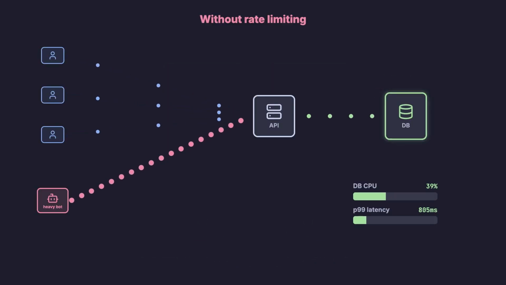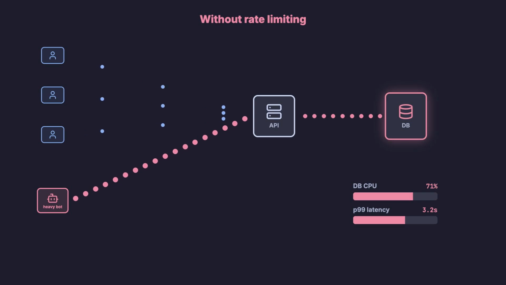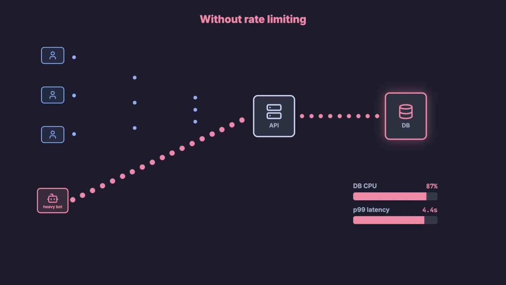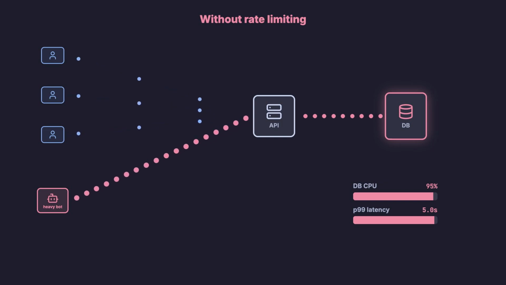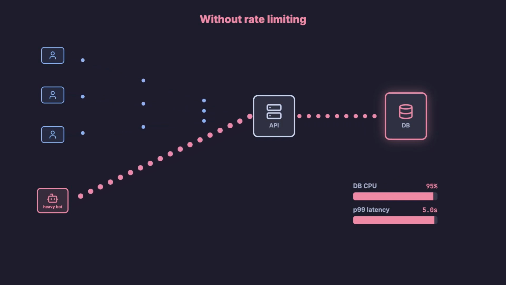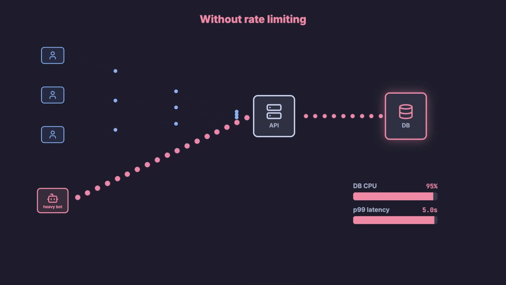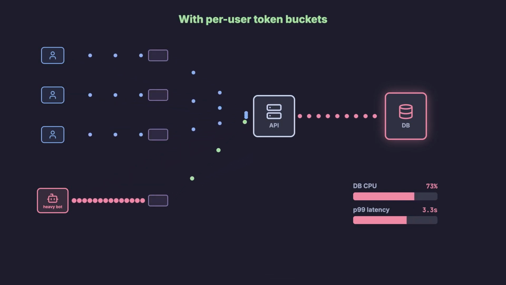Let's revisit that scenario. A typical platform might see normal users making around 5 requests per second each, with P99 latency around 150 milliseconds. Then, a bulk automation user fires off 200 parallel requests per second, saturating connection pools and causing the database to spike to 95% CPU. Latency for everyone jumps to 5 seconds.